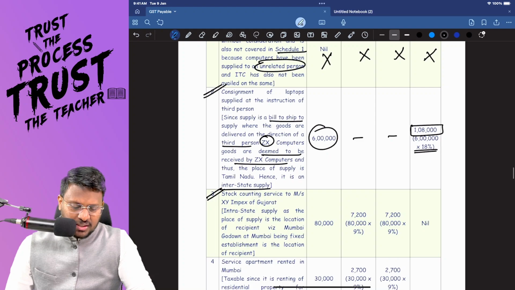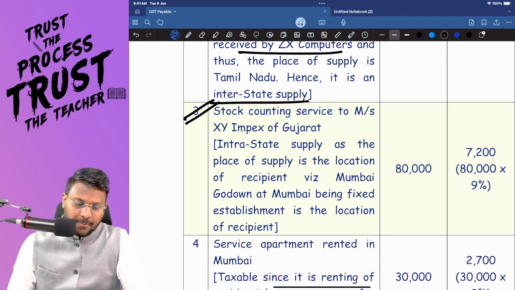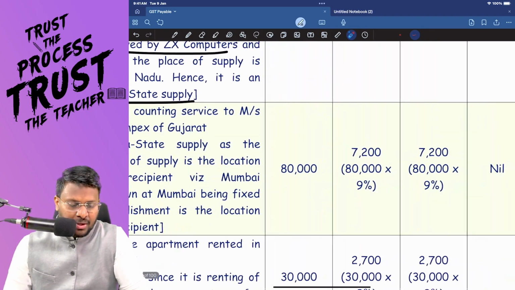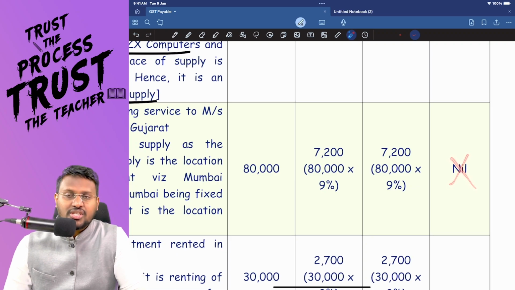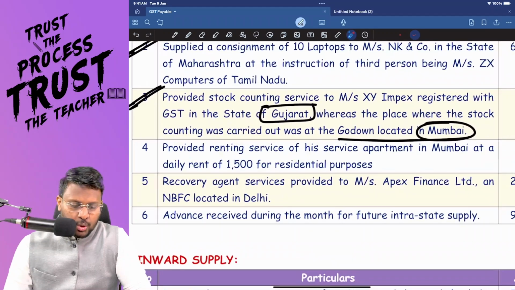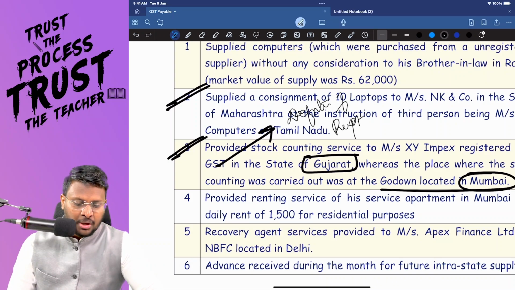So my dear lovable students, stock counting services to Messrs. XY Impacts of Gujarat. It's an intra-state supply, as the place of supply is the location of the recipient. The Mumbai godown, being a fixed establishment at Mumbai, is the location of the what? Recipient. So for this 80,000, 9% CGST and 9% SGST will apply and IGST will not come. Comfortable, sir? So here, for this point, you should revise the definition of recipient.